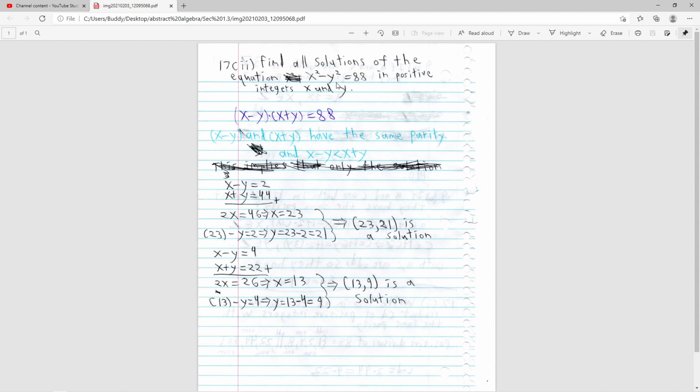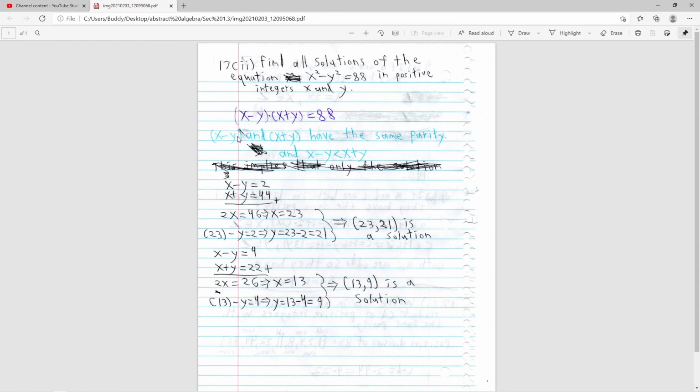Find all solutions of the equation x squared minus y squared equals 88 in positive integers x and y. So we can write this as x minus y times x plus y, by factoring, is equal to 88. And so x minus y will always be less than x plus y. You can show this, or you can just logically say that makes sense. Because basically if you add y and subtract x, you'll get 0 is less than 2y. So that hopefully makes sense.